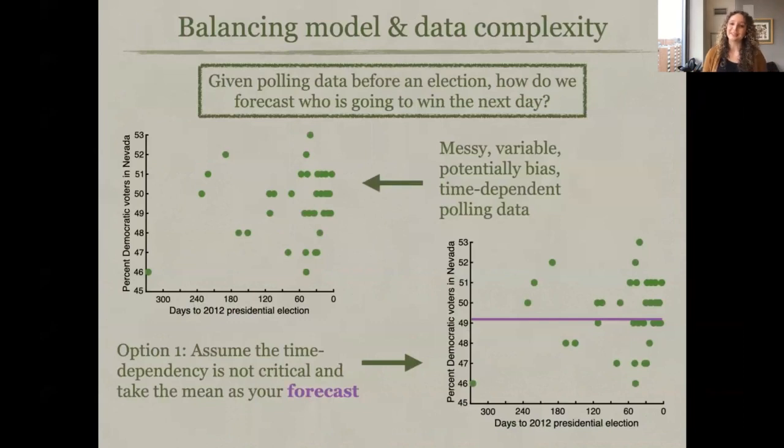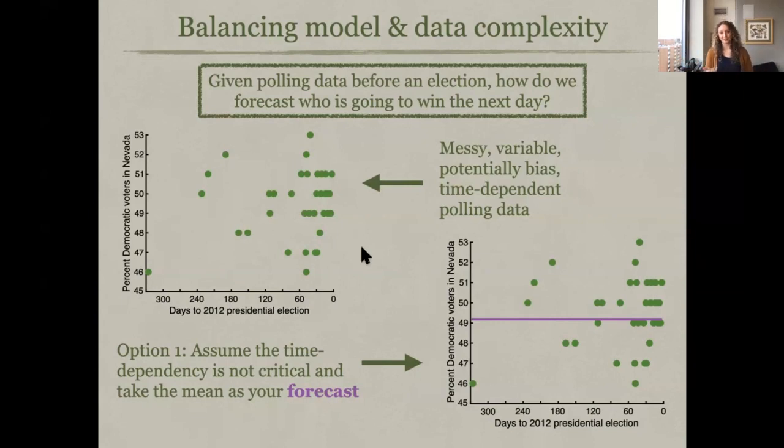Okay, so I can give you a little example of how this works out in practice, based on polling data. Suppose you were given some polls leading up to an election, and you were asked to forecast what the result was going to be the next day. Looking at this picture, this is data from Huffington Post, showing the percentage of voters who say they're going to vote Democratic in Nevada versus the number of days before the 2012 presidential election. Each green point here is one poll.